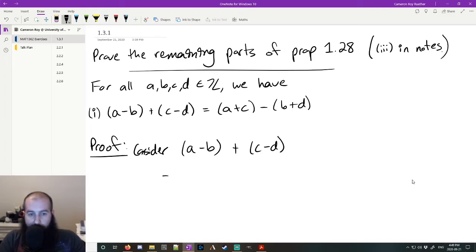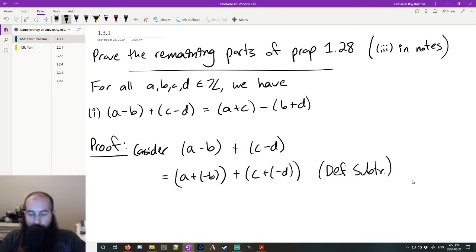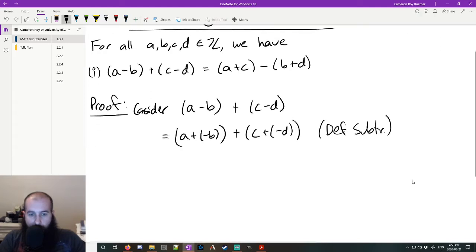We know by the definition of subtraction that this is A plus the additive inverse of B, and this is C plus the additive inverse of D. Like this. Now, here we can regroup this. We want to get the A and the C together and the B and the D together. So what's the best way to do this? Let's first associate these first brackets to get this.